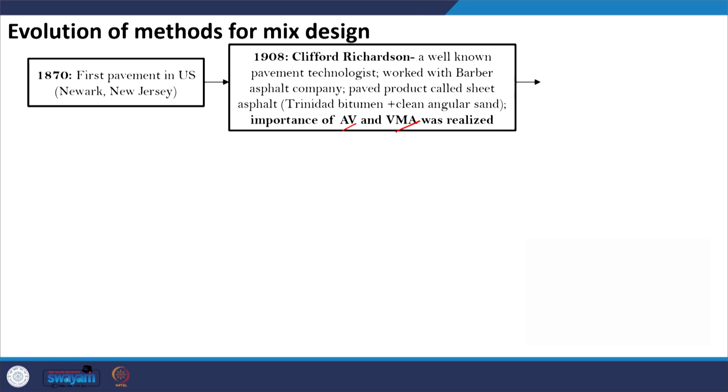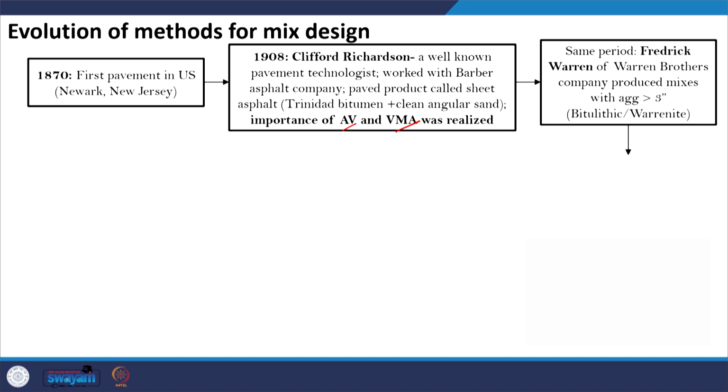So, this was the time when the importance of volumetrics was realized, that mixes with different volumetrics can perform significantly different from each other. In the same period, Frederick Warren of Warren Brothers Company started producing mixes with aggregate size larger than 3 inches. So, these were basically large stone mixes and they were tightly packed with minimum voids. This type of mixtures were produced and they acquired a patent for it.